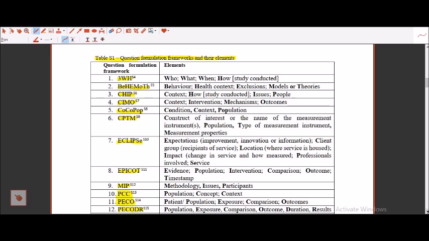So here are the formulations that you can see. First one is 3WH. Now I did not specify this at all in my list. Who, what, when, how, study which is being conducted. Remember this thing. Next one, yes, this I have taken care of in my Excel sheet.